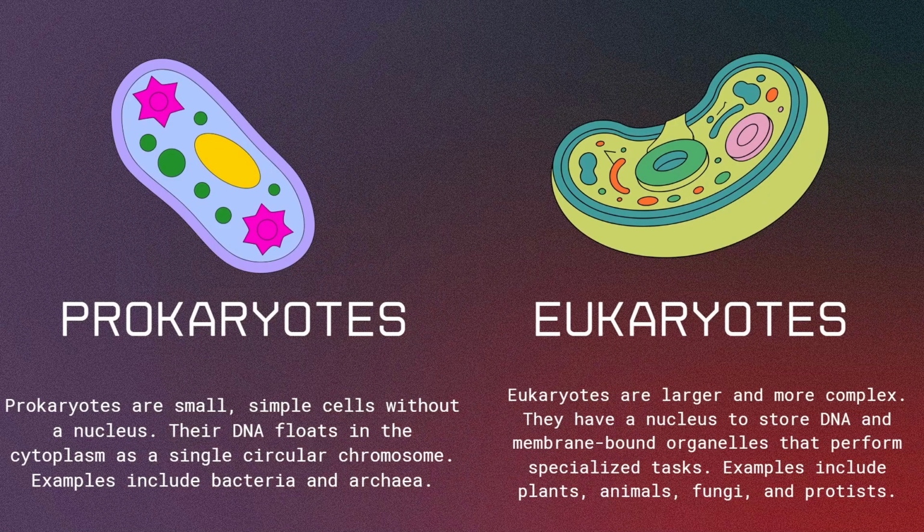Prokaryotes versus eukaryotes. Prokaryotes are small, simple, no nucleus, DNA is free-floating, circular. Some examples are bacteria and archaea. Eukaryotes, they are larger and complex. They do have a nucleus, they have membrane-bound organelles, and they are plants, animals, fungi, and protists.